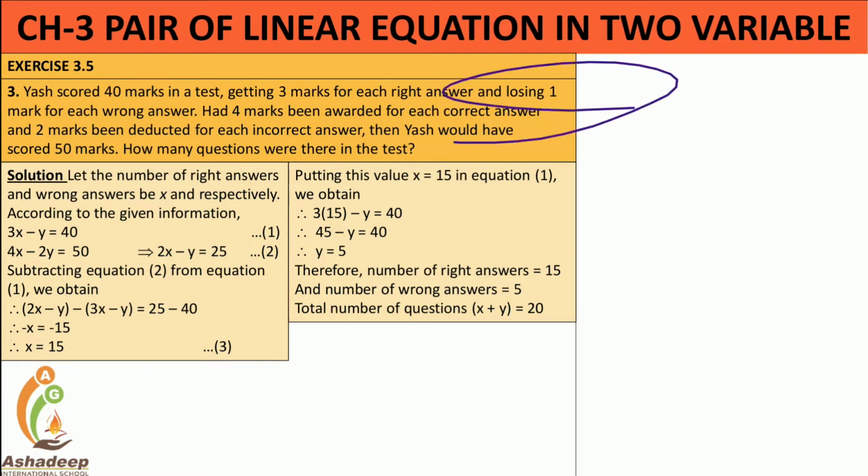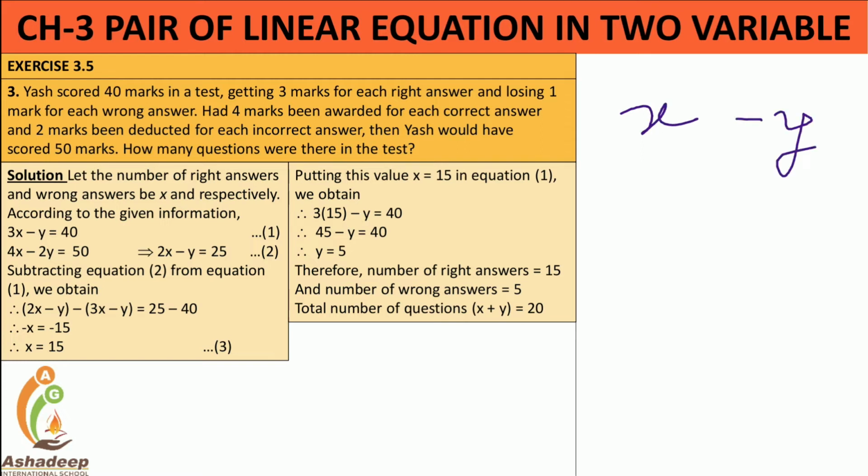Losing 1 mark means what? It is negative. So for example, if he gives x right answers and y wrong answers, then y becomes negative and x becomes positive. Let the right answer and the wrong answer be x and y respectively. Y is not written here, but just consider this.